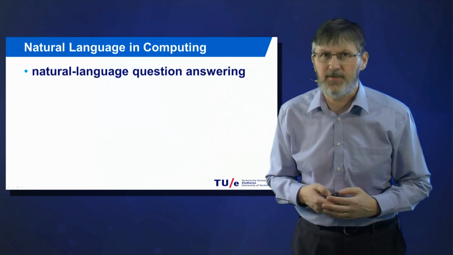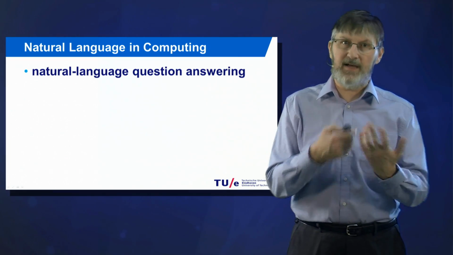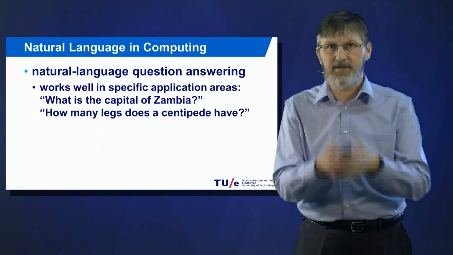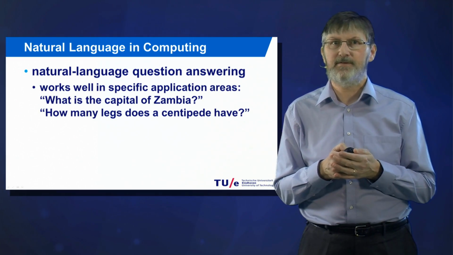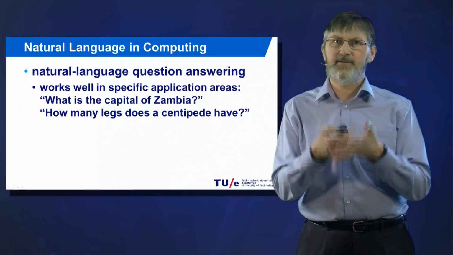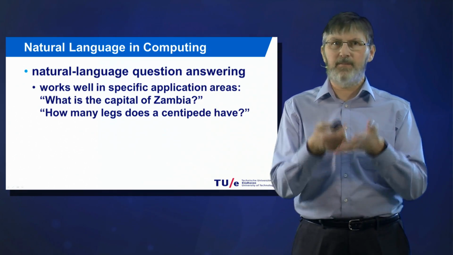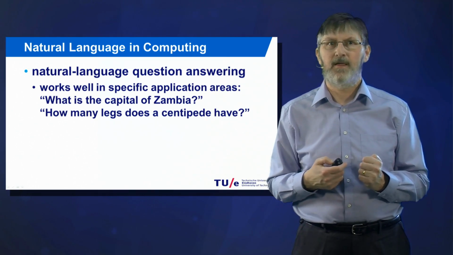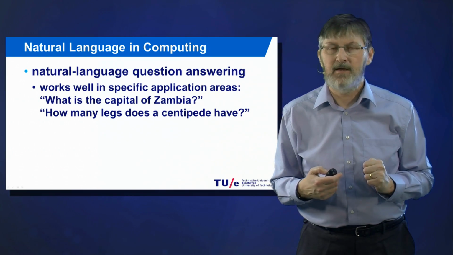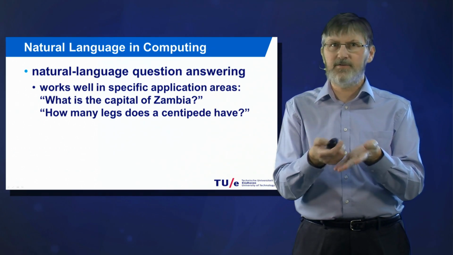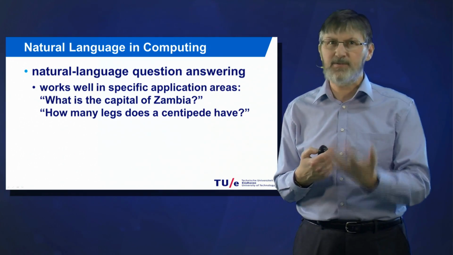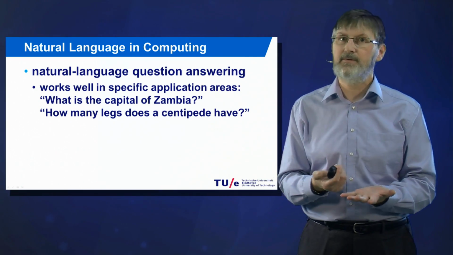Natural language is also often used in question asking and answering. And it works in specific application areas. What is the capital of Zambia? That's a fairly clear, unambiguous question. How many legs does a centipede have? We know what the answer should be. Well, we may not know the actual answer, but we know that the answer to this question is a number.